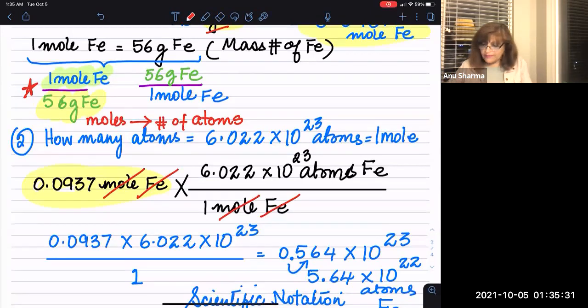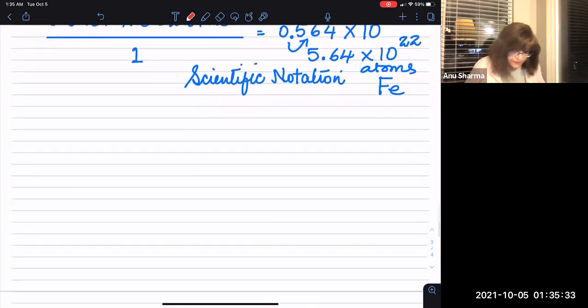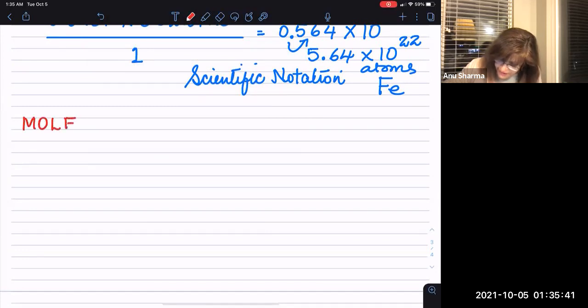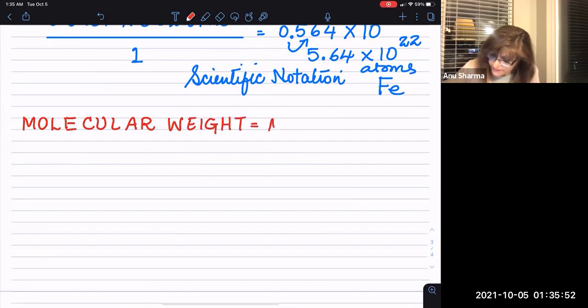Okay, now let's look at this problem. Before we even move on, let's look at the concept of molecular weight. Molecular weight is also equal to the molar mass.